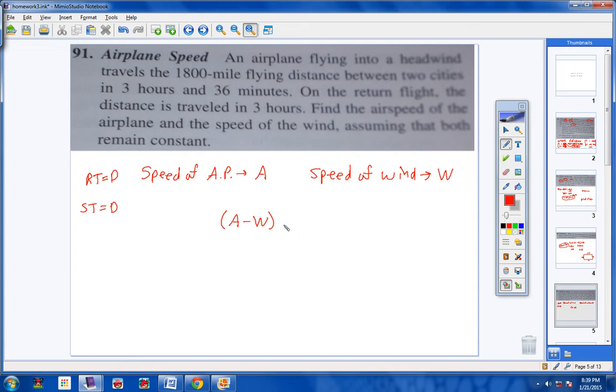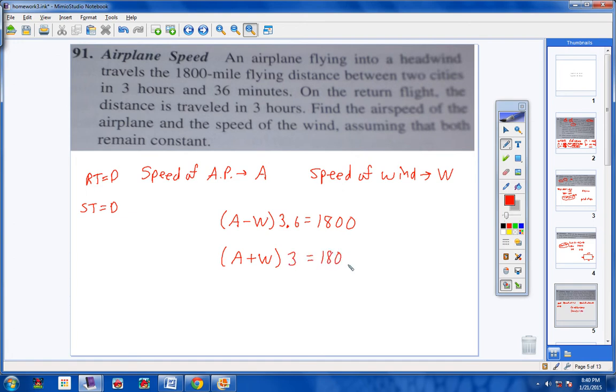My time is, well, when it went slower, it was 3 hours and 36 minutes. Now 36 minutes would be the same thing as 36 over 60. Okay? And if you reduce that, you're going to get 3/5. So you really have, your time is 3 3/5. Or in other words, to make this a little easier, 3.6. And of course the distance was 1,800. Now on the way back, the wind was pushing the airplane, so you have the speed of the airplane plus the wind. That's your speed, okay? Times your time, and your time was just 3 hours, and the distance was the same.